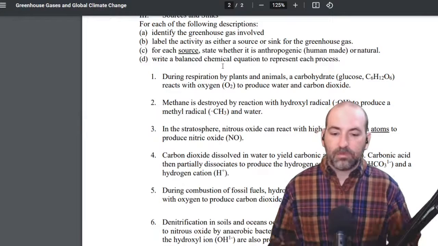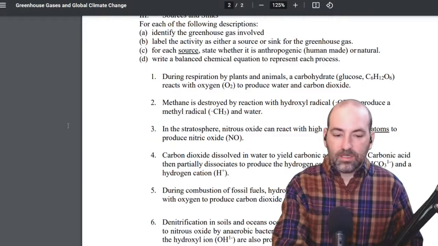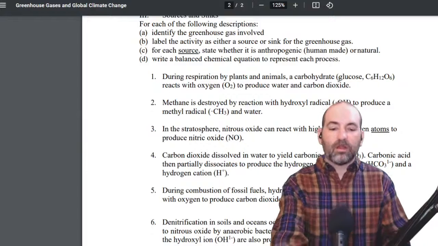During respiration by plants and animals, a carbohydrate, such as glucose, C6H12O6, reacts with oxygen to produce water and carbon dioxide.